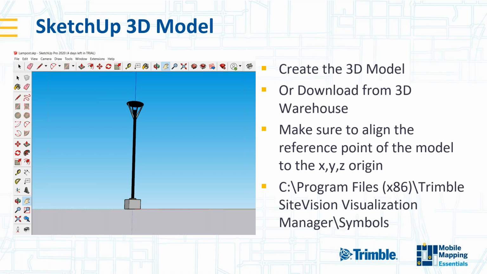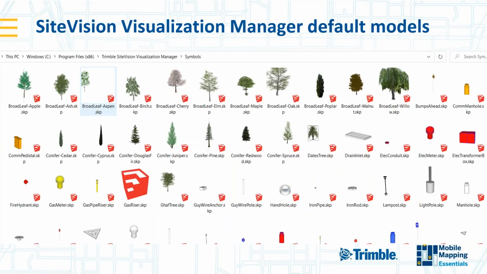One thing to note though is you have to make sure to align the model's origin, or XYZ origin, so that SiteVision will use this as the insertion point in the field. So if there's an offset, then obviously you will not see this properly in the field, right? Okay, so that's that. The SiteVision Visualization Manager comes preloaded with all of this information that you can see now on the screen.